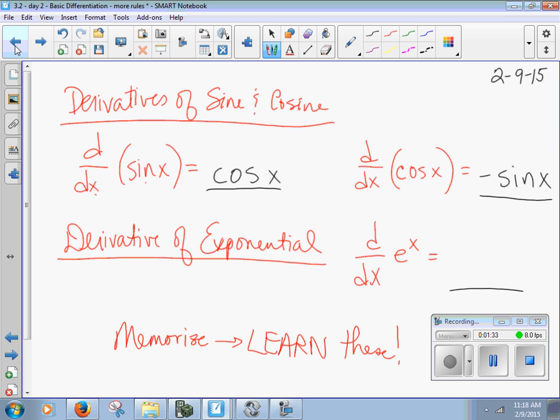Then, the derivative of e to the x. This one's even better. Do you remember? It is itself. If the function is e to the x, its derivative is e to the x. I can memorize those. Can't y'all? Easy, easy, easy.